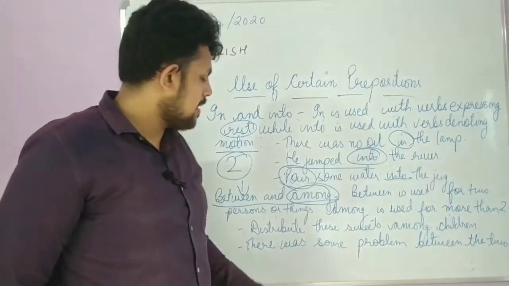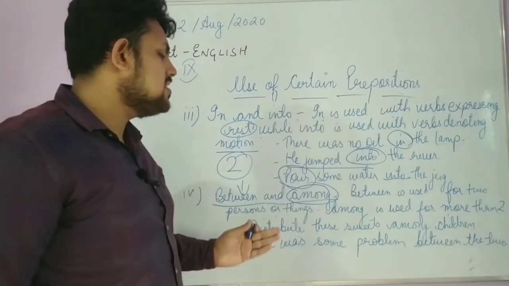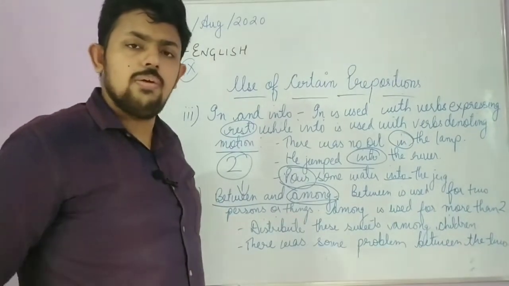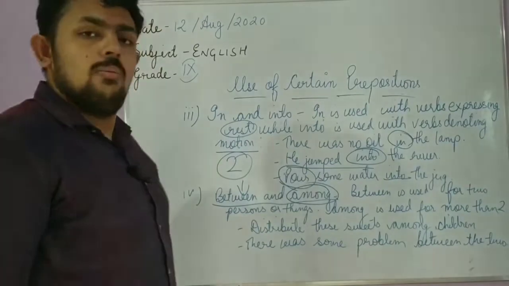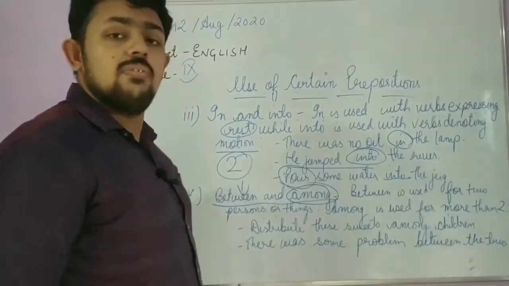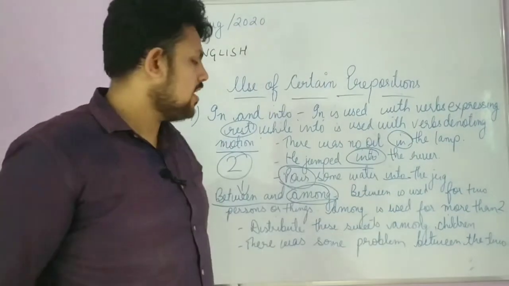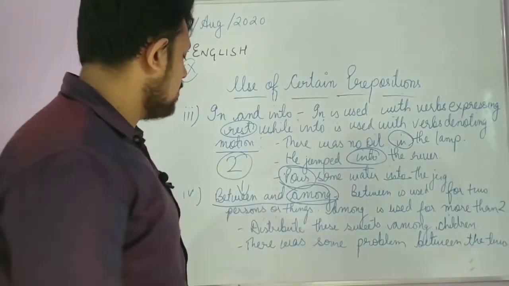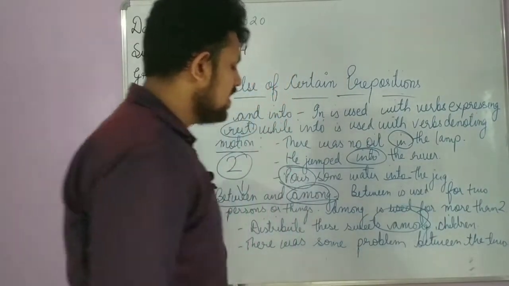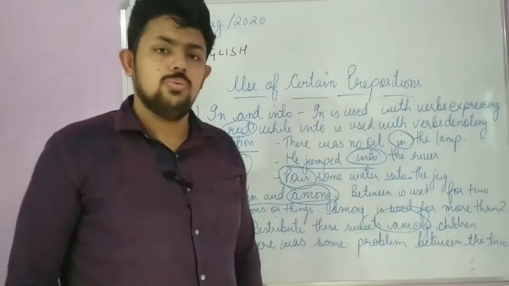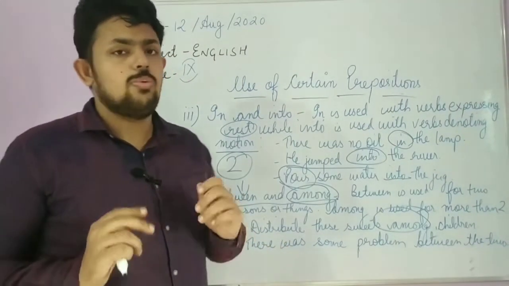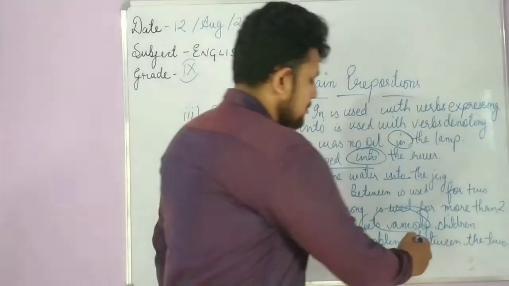Example, distribute these sweets among children. Children are more than two. We are talking about a lot of children. Between children will not come here, so among children. Now see the last. There was some problem between the two. Here we are specific about two persons, so we will use between.